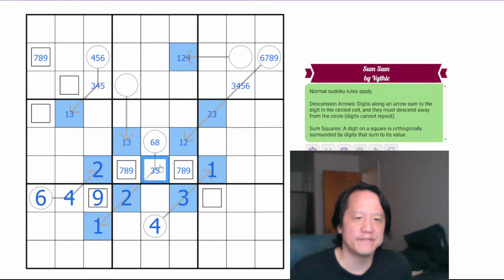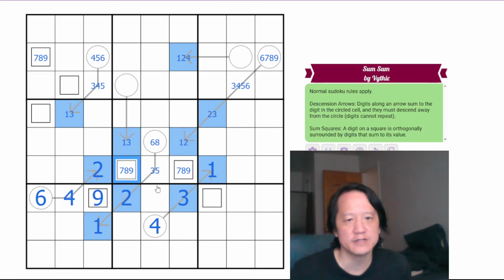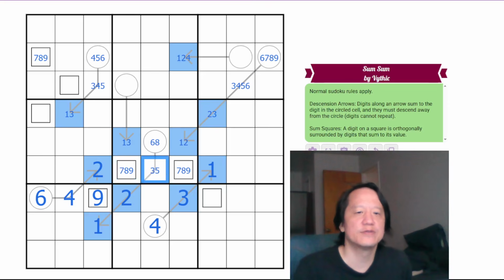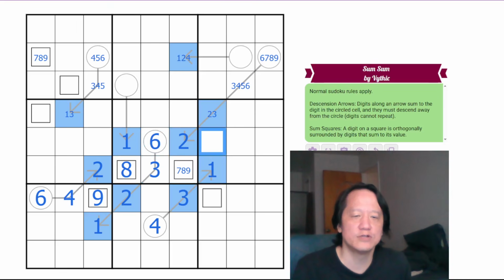This cannot be 5, because if this were 5, that would already add up to 9 for these 3 digits, plus that digit would make that 10. So this has to be 3, which makes this 1, which makes that 2. 1, 2, 2, 3 adds up to 8. 1, 2, 3 adds up to 6. 1, 2, 3, 3 adds up to 9.